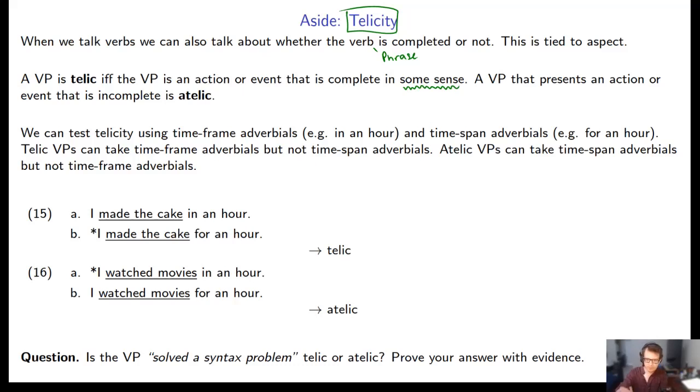Sorry, what does the asterisk mean again? Asterisk means ungrammatical.